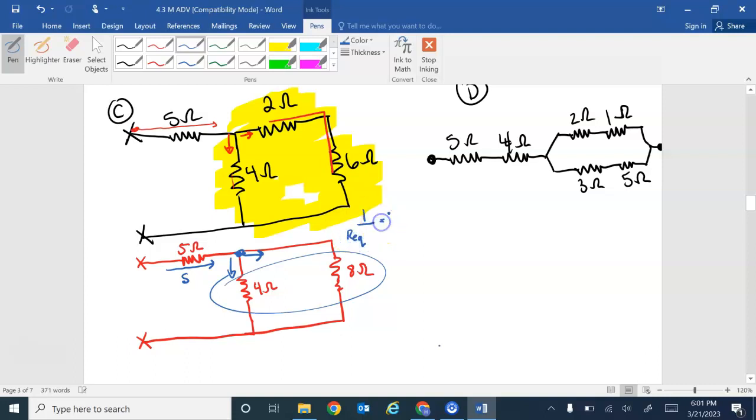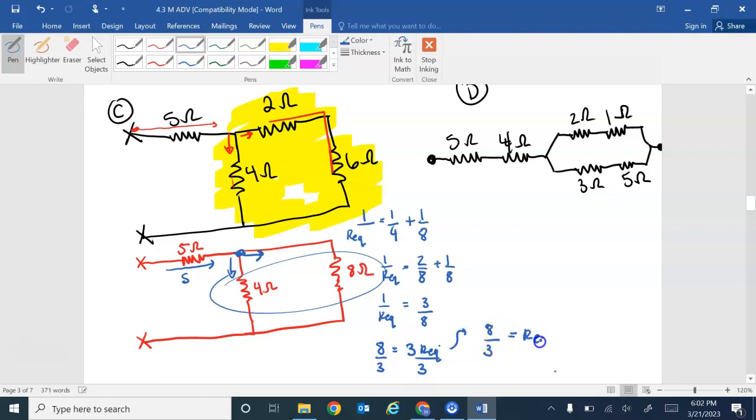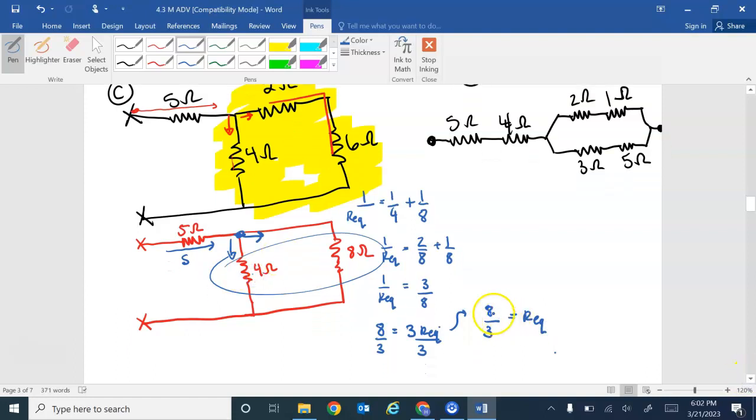So 1 over R equivalent is 1 over 4 plus 1 over 8. I'll do this one with common denominators. So 1 over R equivalent is 2 over 8 plus 1 over 8. So that is going to be 3 over 8 equals 1 over R equivalent. I can cross multiply, so I got 8 equals 3 R equivalent. So 8/3 is going to be R equivalent. Great. So the 4 ohm and 8 ohm together are essentially 8/3 ohms.